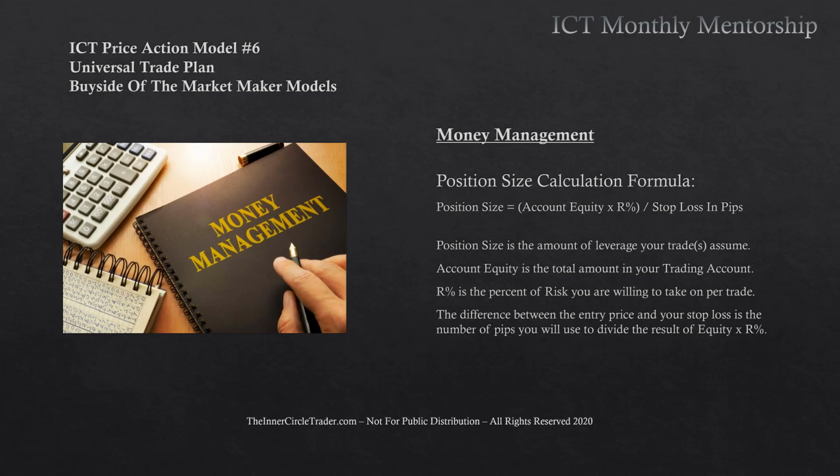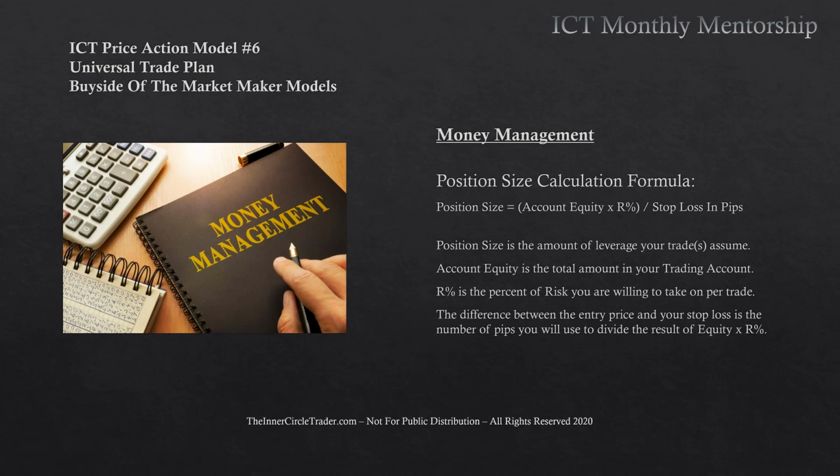Money management. Now, obviously, these slides don't change. Position size calculation formula is position size equals account equity times risk percent divided by stop loss in pips. Position size is the amount of leverage your trade or trades assume. Account equity is the total amount in your trading account. R% is the percent of risk you are willing to take on per trade.